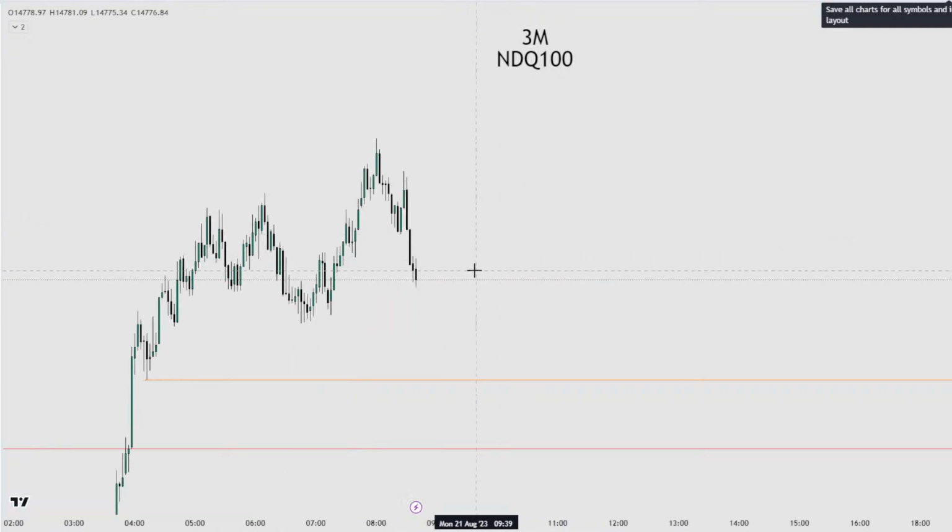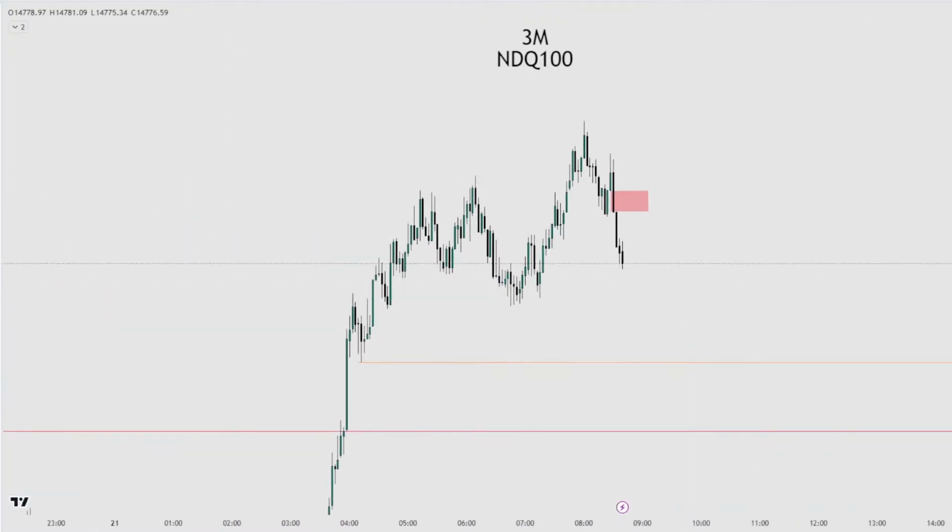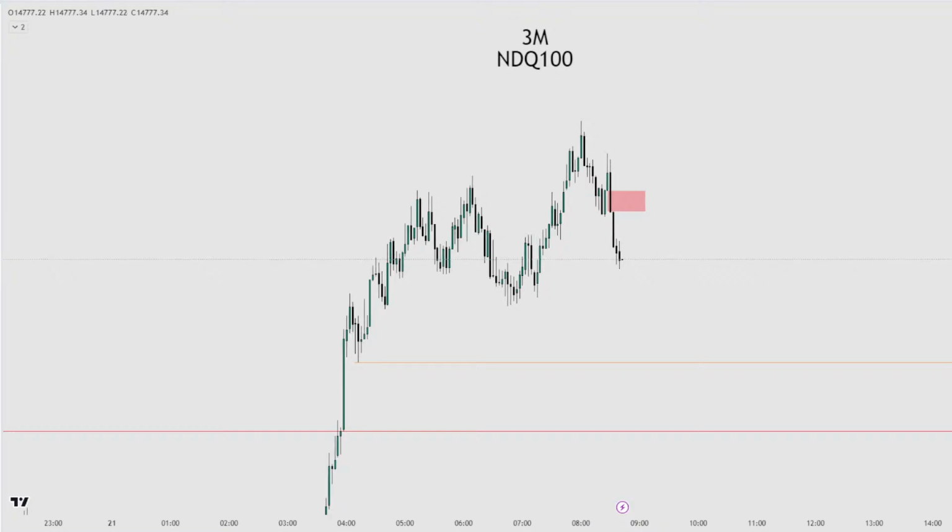3 minute. Where's 3 minute? Ooh, 3 minute actually looks decent. Have a fair value gap here. It looks decent, to be honest. Not gonna lie. The 3 minute looks decent, but we'll see how we come inside the gap.